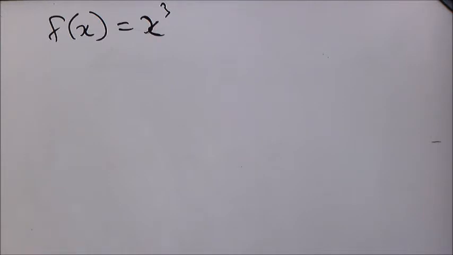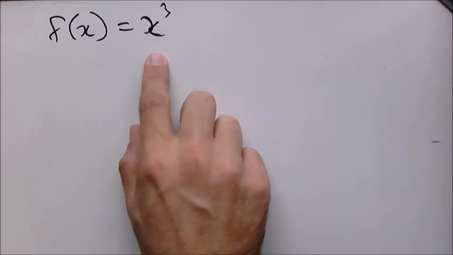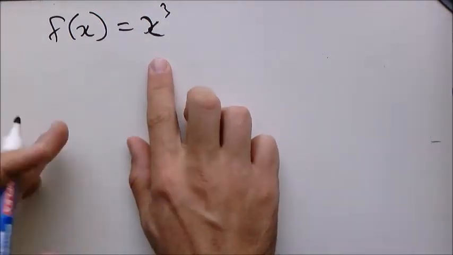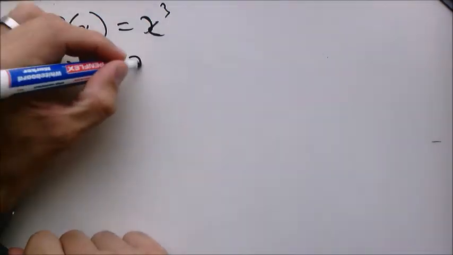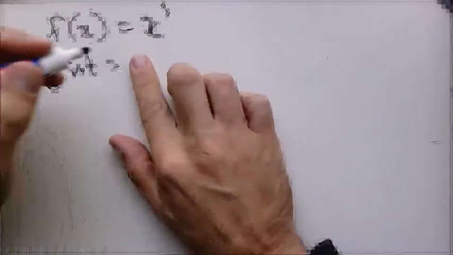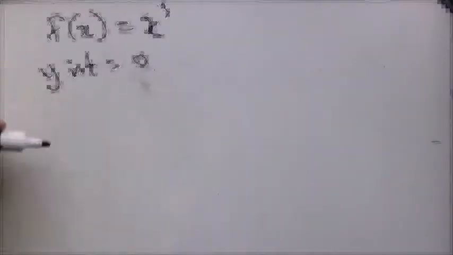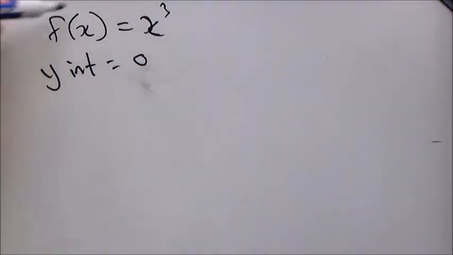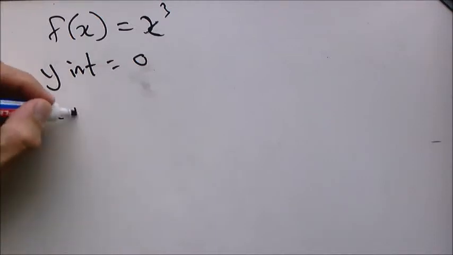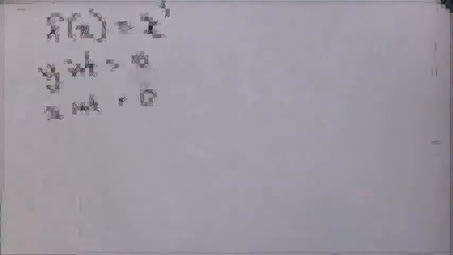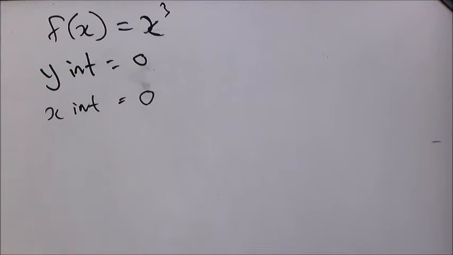Get the y-intercept. Now you can clearly see if x becomes 0, to get the y-intercept, you'll just get a 0. So the y-intercept is equal to 0. And then you're going to make your y 0 to get an x. So it's x cubed equals 0. So that will tell you the x-intercept is also equal to 0. Okay, so now you know the x and the y-intercept is at 0.